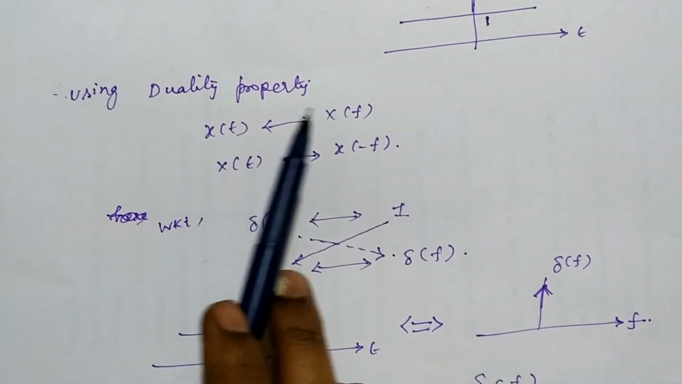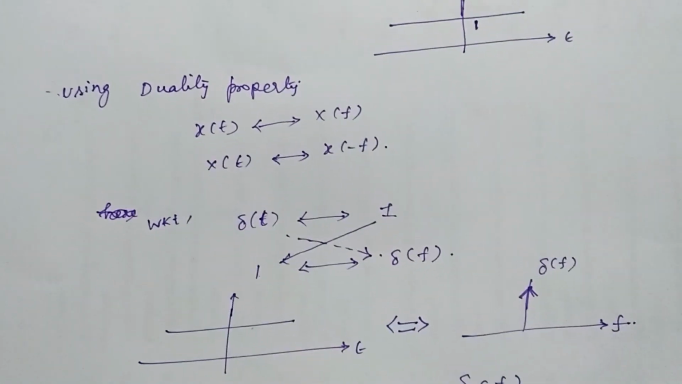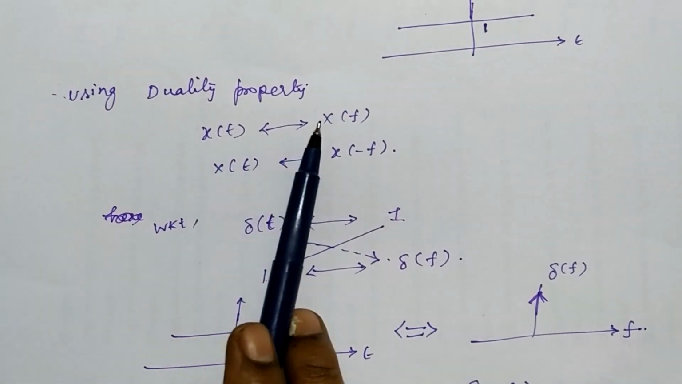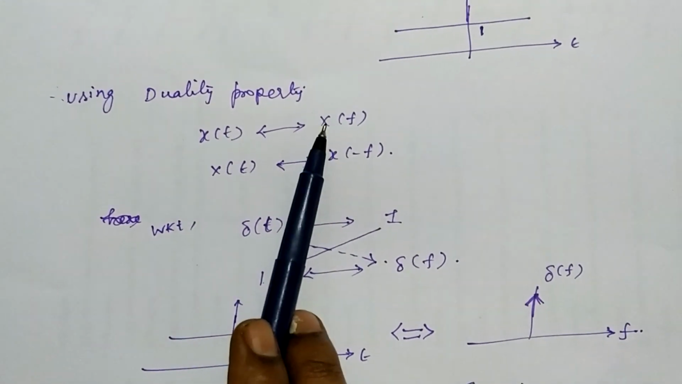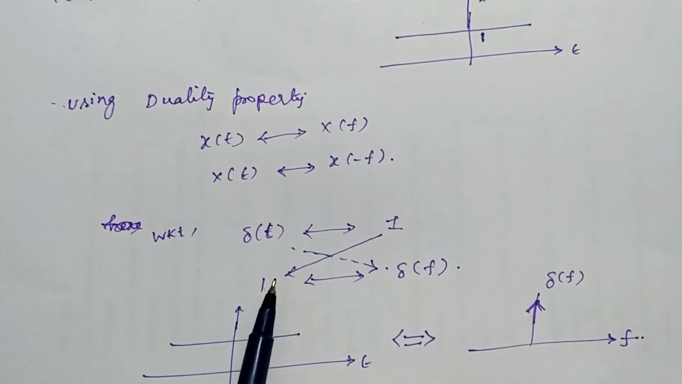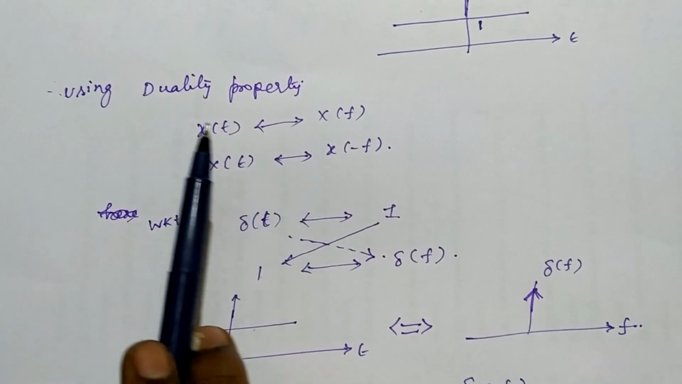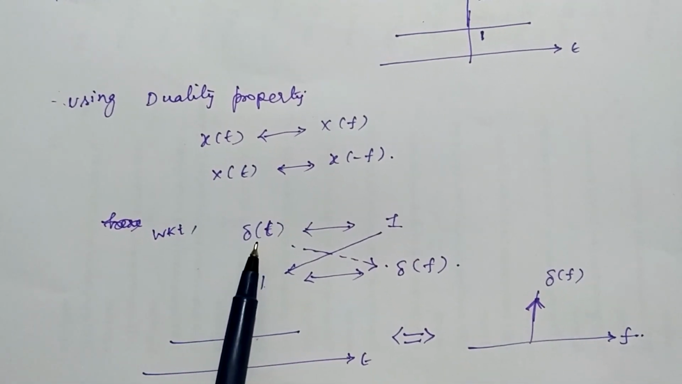Using this property, δ(t) has Fourier transform 1. So the X(f) is brought to here, and this one is brought to here. This X(t) has as its Fourier transform whatever function we have, the same function brought. So we have δ(t).